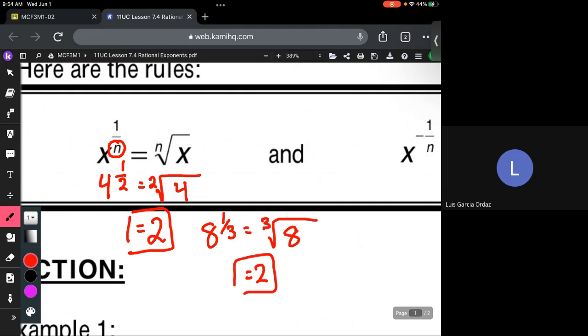Why are we moving the denominator over? Because it's a law. That's why. It's just an exponent law.